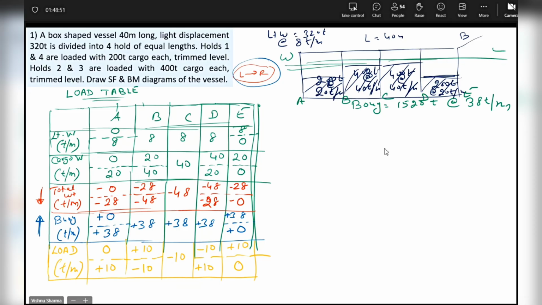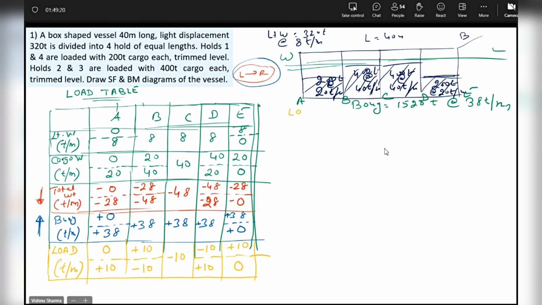Is the making of the load table up to this point clear, beta? I'll just take 10 minutes or so more. Please bear with me so that I can complete and you can use your day better. 10 to 15 minutes, not more than that. Is the load table clear, beta? Yes, sir. Yes, sir.